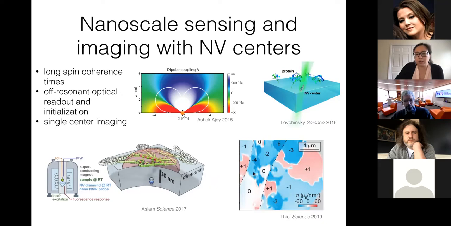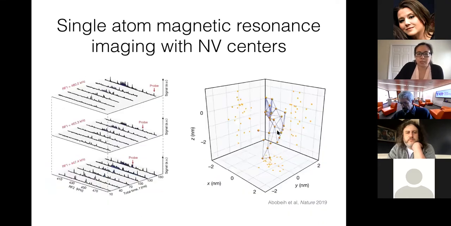And there's also a large number of groups that have been working on trying to deploy NV centers to look at condensed matter systems. This is a beautiful example from Patrick Maletinsky's group, where they used a scanning NV magnetometer to look at magnetic domains in chromium triiodide, and were able to see something that you just couldn't really access with other techniques. Pushing this to the limit, you can even use NV centers, as I mentioned earlier, to do things like magnetic resonance imaging at the single atom scale.